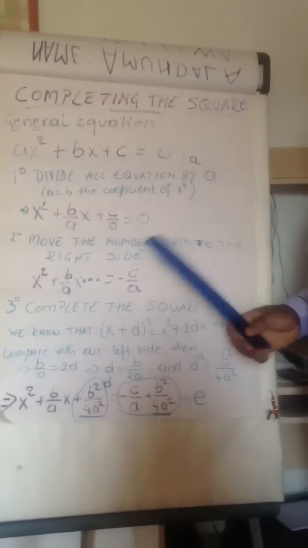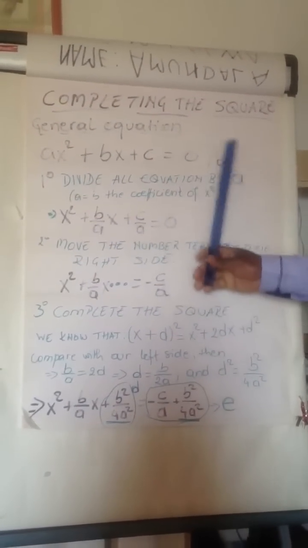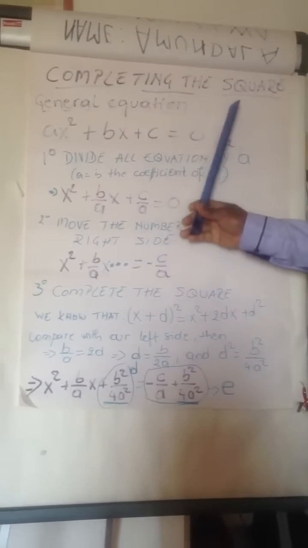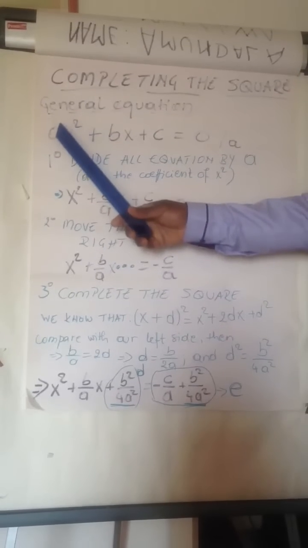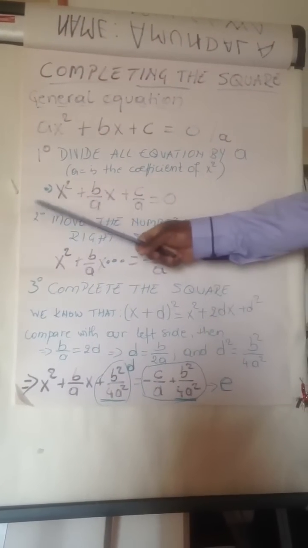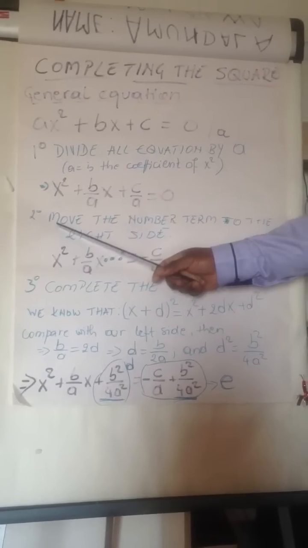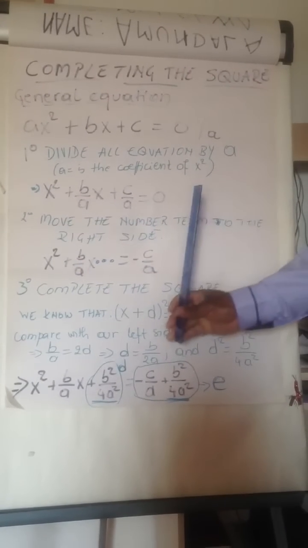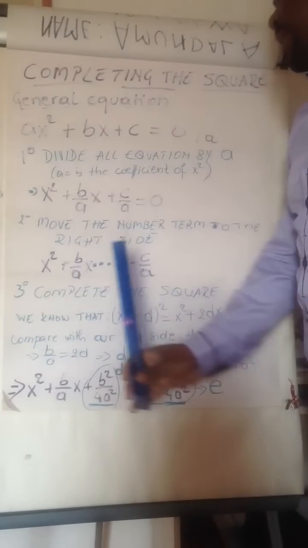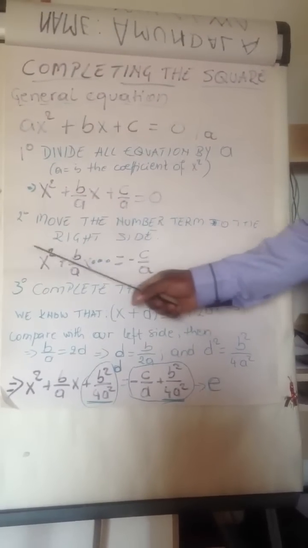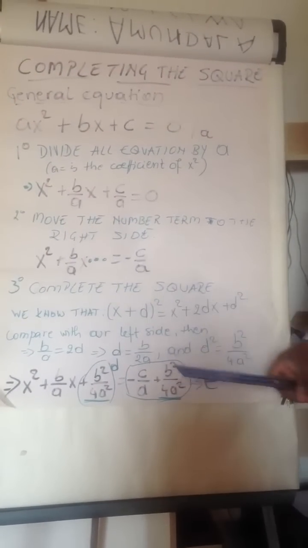So the first step, we need to have the coefficient of x squared equal to 1, so we have to divide the whole equation by a. So we have the equation that will look as follows. The second move will be separating the elements with x on one side and the numbers on the other side. And then we have the equation as shown here.